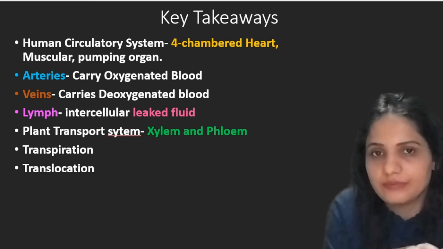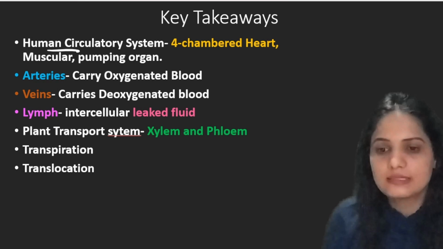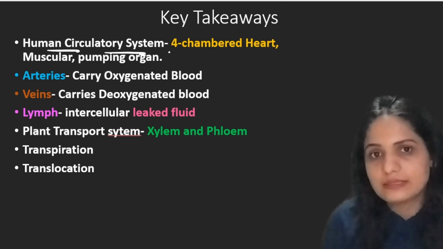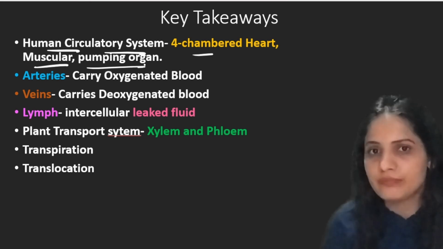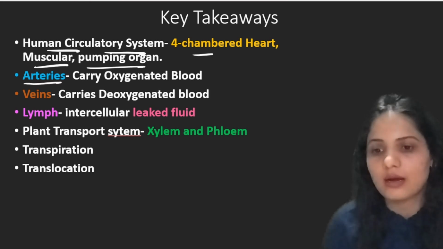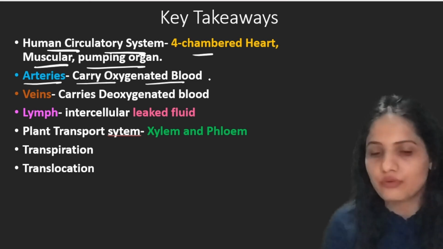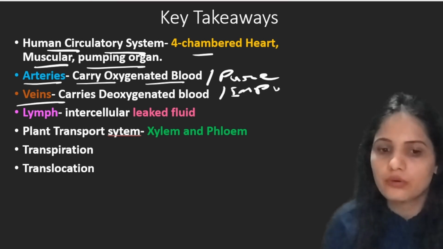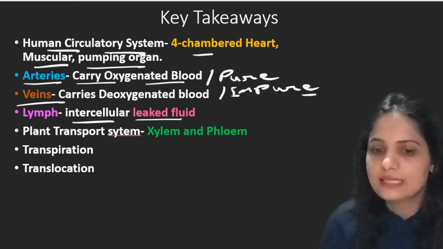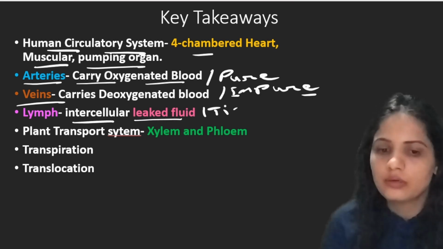Next we have key takeaways. To sum up, we can see here the human circulatory system. In the human circulatory system, we have discussed that our heart is a four-chambered heart. It is muscular, having cardiac muscles, specific muscles which are found in the heart only, and it is a pumping organ which pumps blood. Now blood vessels: arteries carry oxygenated or pure blood, and veins carry deoxygenated or impure blood. Lymph is an intercellular fluid, or tissue fluid. We have discussed this tissue fluid.